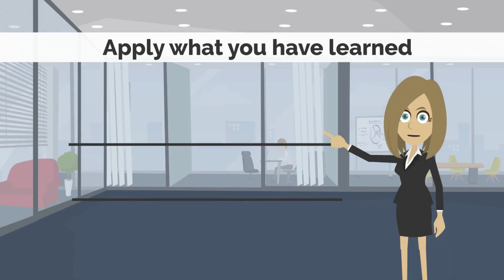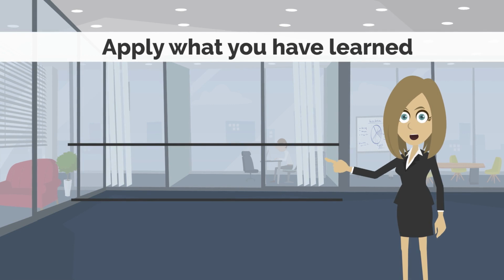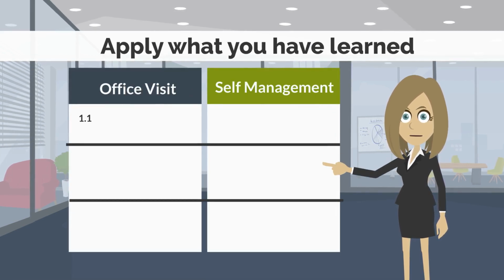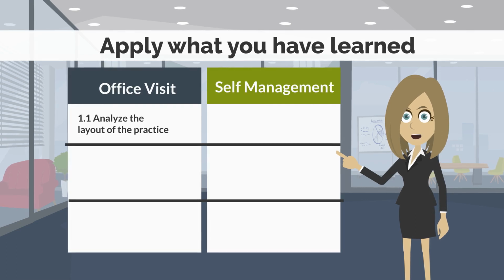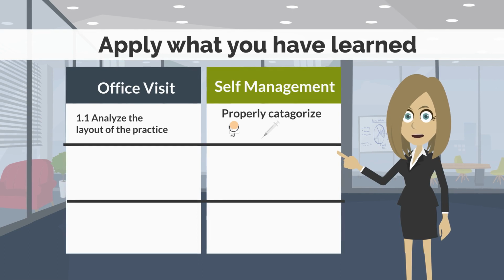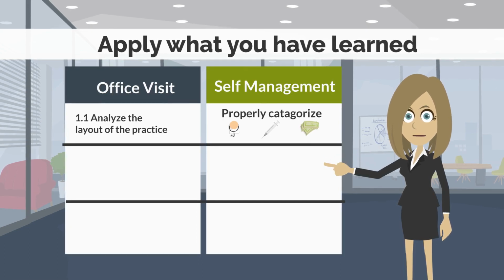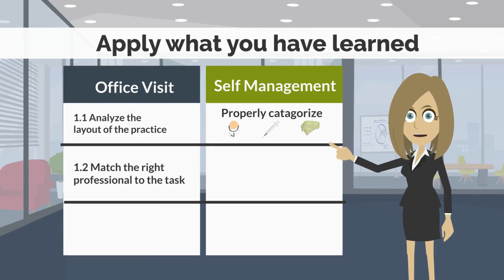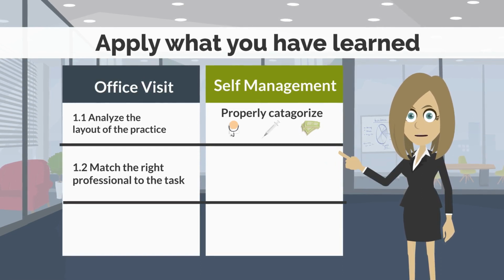Now let's connect what we have learned so far and take a look at how Lucy is connecting the office visit with her self-management skills. First, she analyzes the layout of the practice and she categorizes services, products, and finances. Secondly, she matches the right professional to the task. She thinks about her questions and jots them down prior to the appointment.